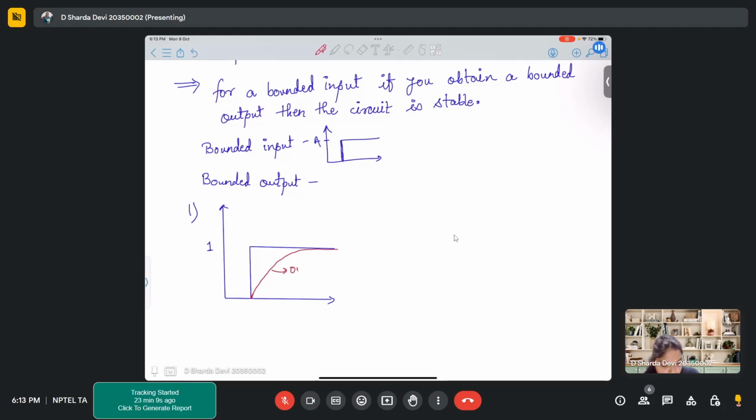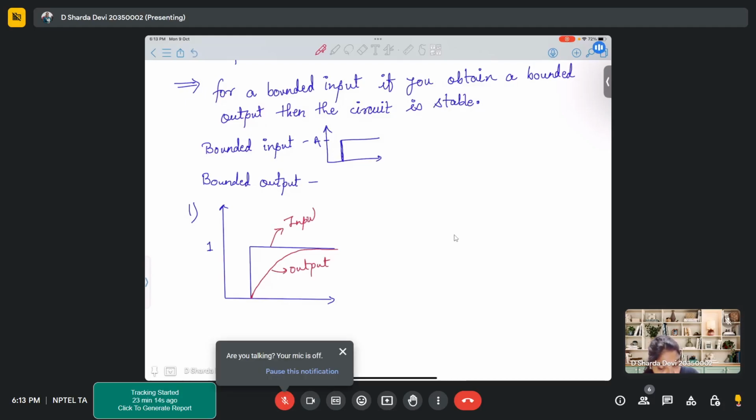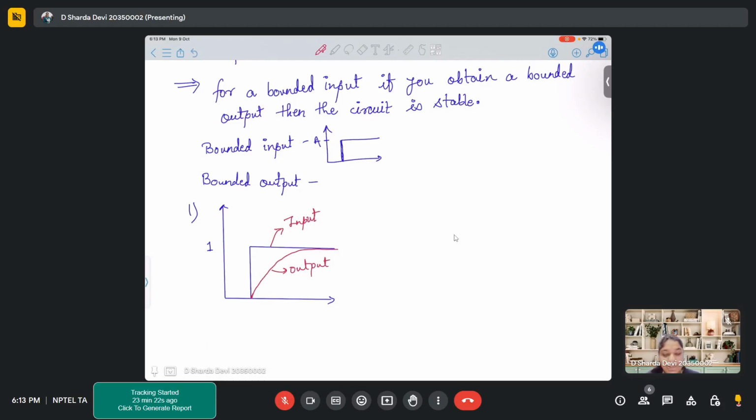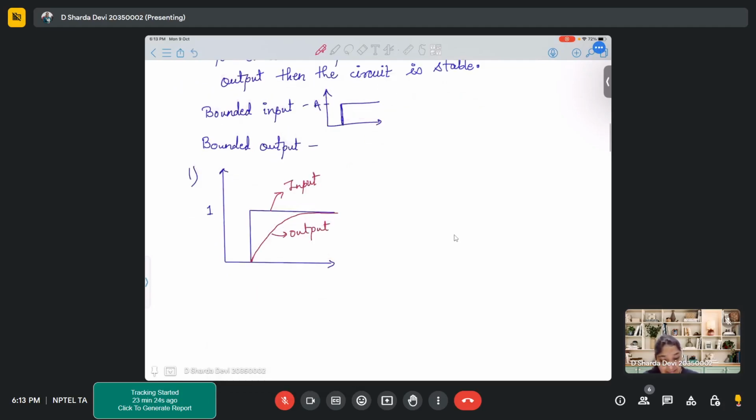This is your output and this is your input. So now, is your output bounded in this particular case? What would you say? No, ma'am. Is it not bounded? Why is it not bounded? Because it tends to infinity, na? Where is it tending to infinity? It is starting at a finite value. There is no limit, na?